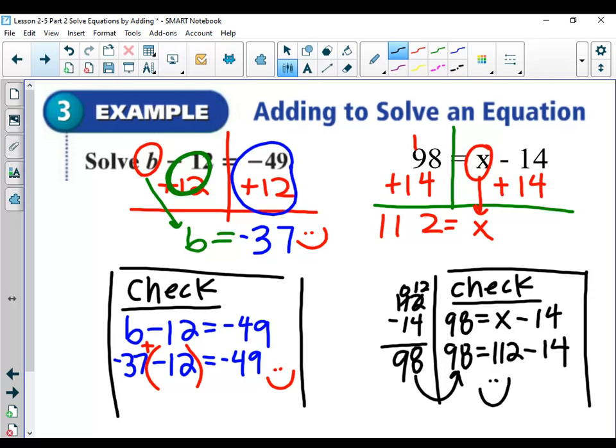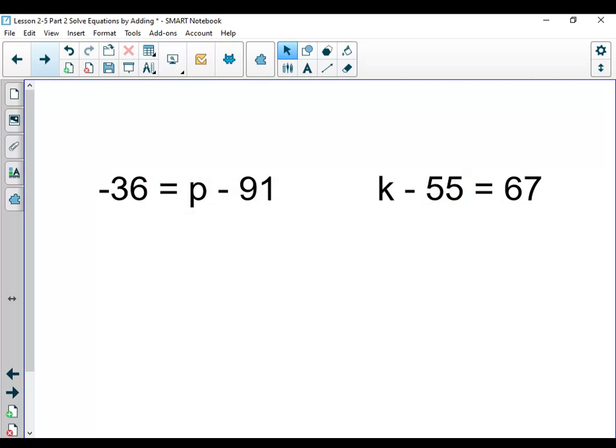Through the next 6 problems, you should pause, solve, and then press play to see me solve. So it's like your turn, my turn, your turn, my turn, your turn, my turn. So you should be pausing here to solve.